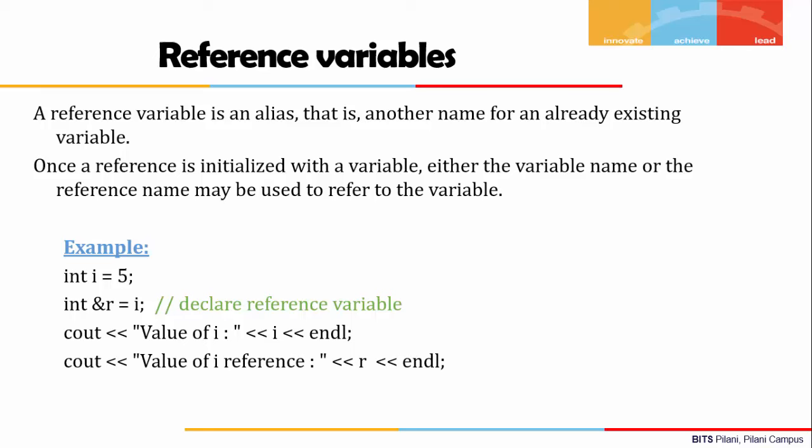When you create a reference, you must tell which variable it will become an alias for. If you see this example, here int i = 5. Here we are creating a reference variable which is an alias to i. So the value of i and the value of the reference will be the same. The output of this will be 5 and the output of this will also be 5. The reference variable is an alias, which is another name for an already existing variable.